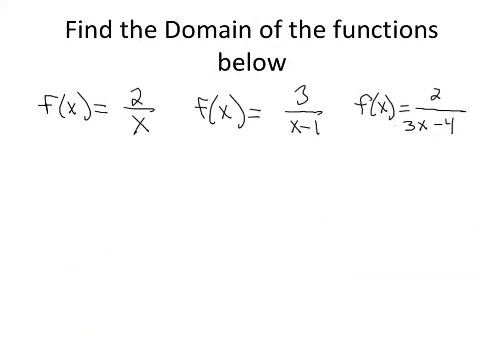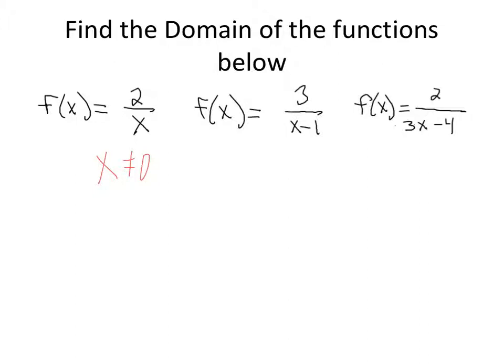We've got a bunch of rational functions. I know they're rational functions because I have a variable in the denominator. Now, I can't divide by 0, right? So ask yourself, when is x equal to 0? Well, when it's 0. So the domain: x can't be equal to 0. That's how you'd write it in inequality notation.